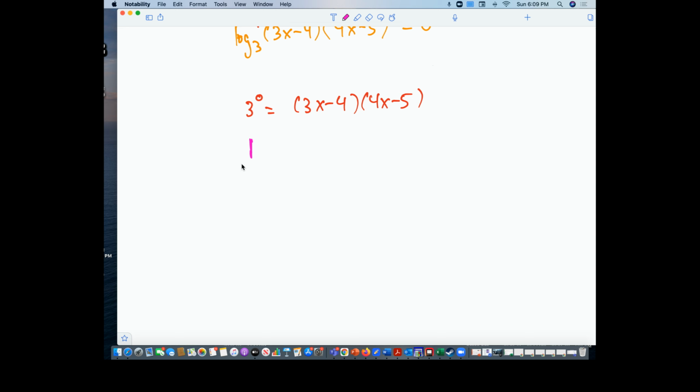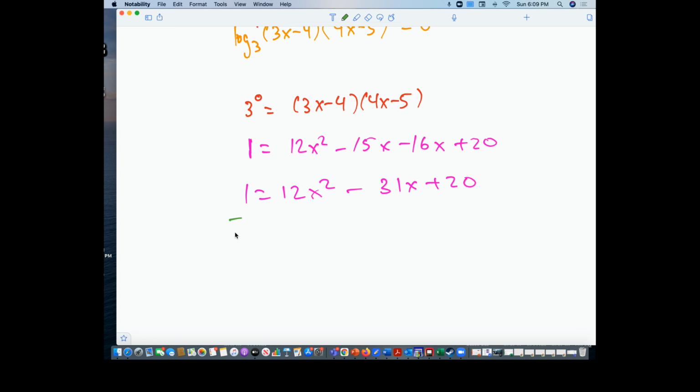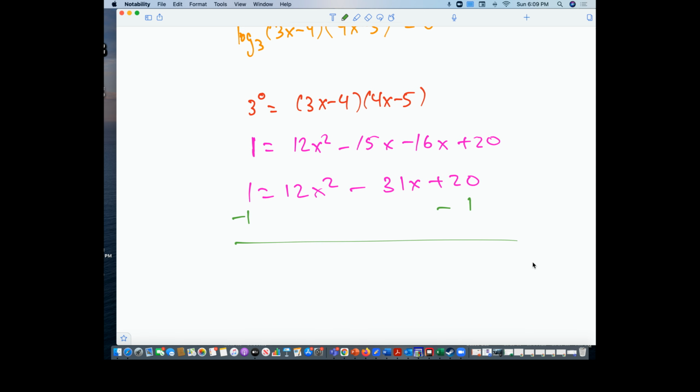So 3 to the 0 is going to be 1. We FOIL this, we're going to get 12x squared minus 15x minus 16x plus 20. When I combine like terms, it's 12x squared minus 31x plus 20. And then we will subtract 1. So very, very important when you see a trinomial, the goal should be to isolate to get the equation equal to 0. And so there we have it. That's what we've done.